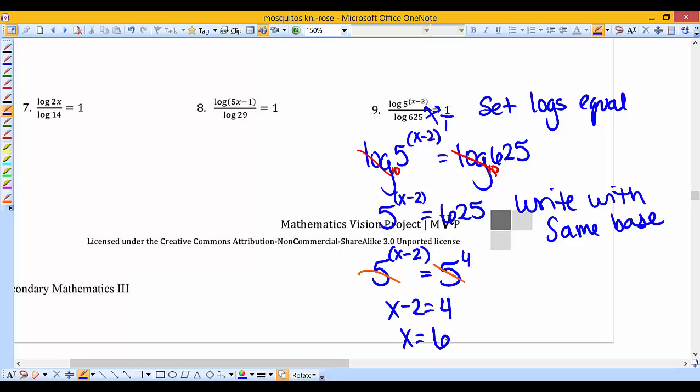Hopefully that one makes sense. It's something that I do expect you to be able to do, you guys. We have to be able to write numbers with the same base. And if you don't see it right away, use your calculator. I just did. I started with a big number and then I just worked my way down. I wasn't exactly sure what it was. So don't be afraid to use your calculator, please. Now you can go back and finish the ready.